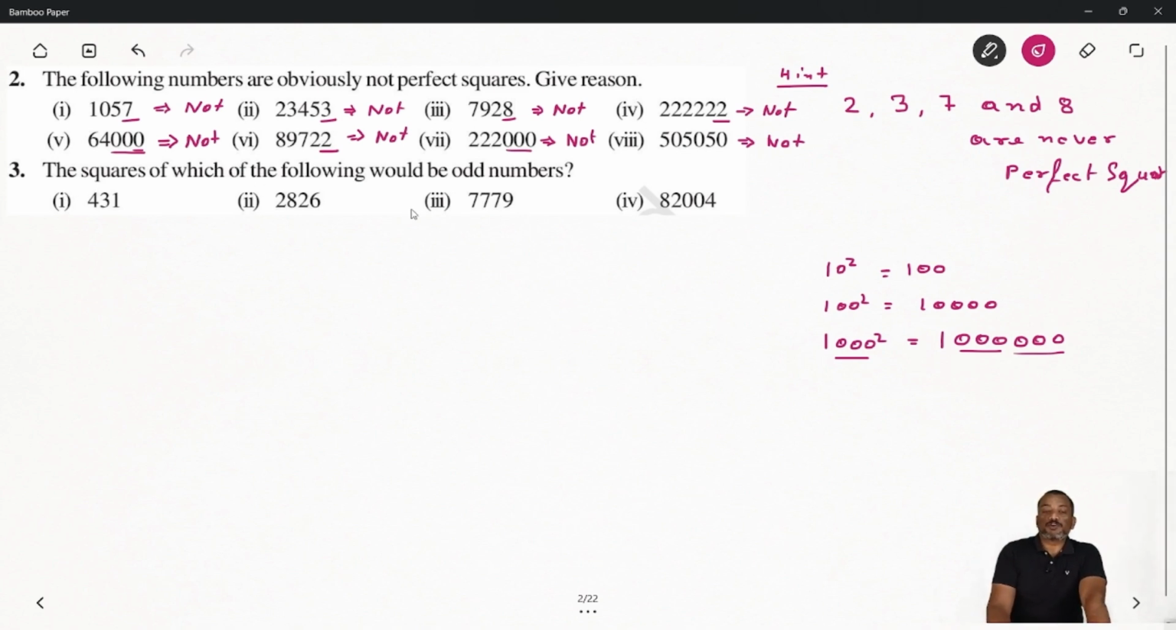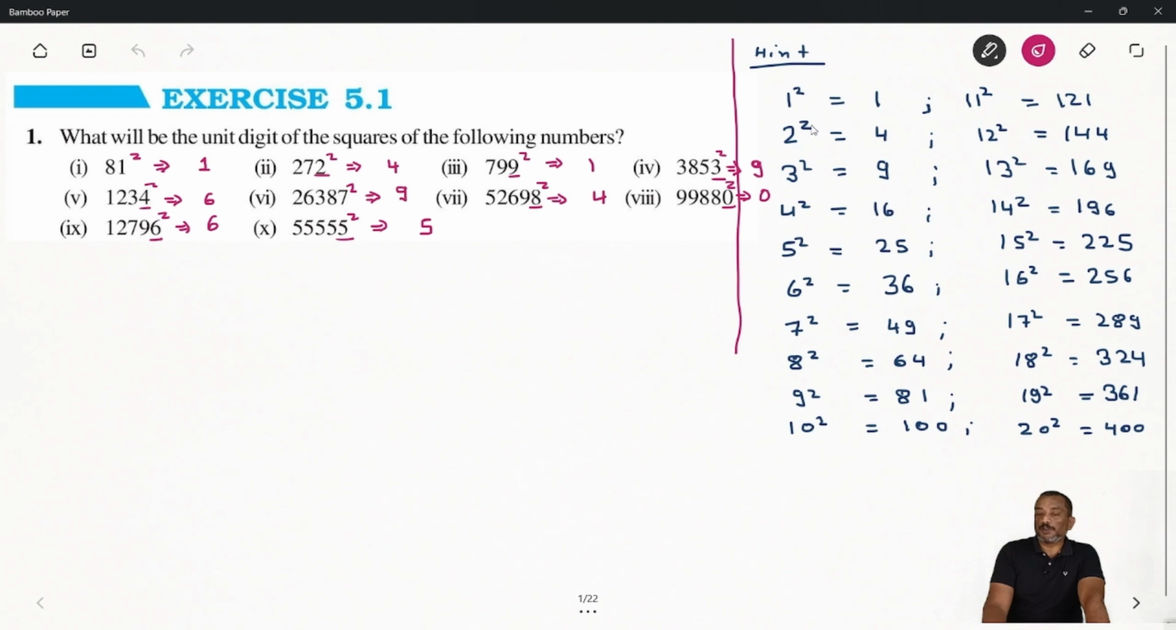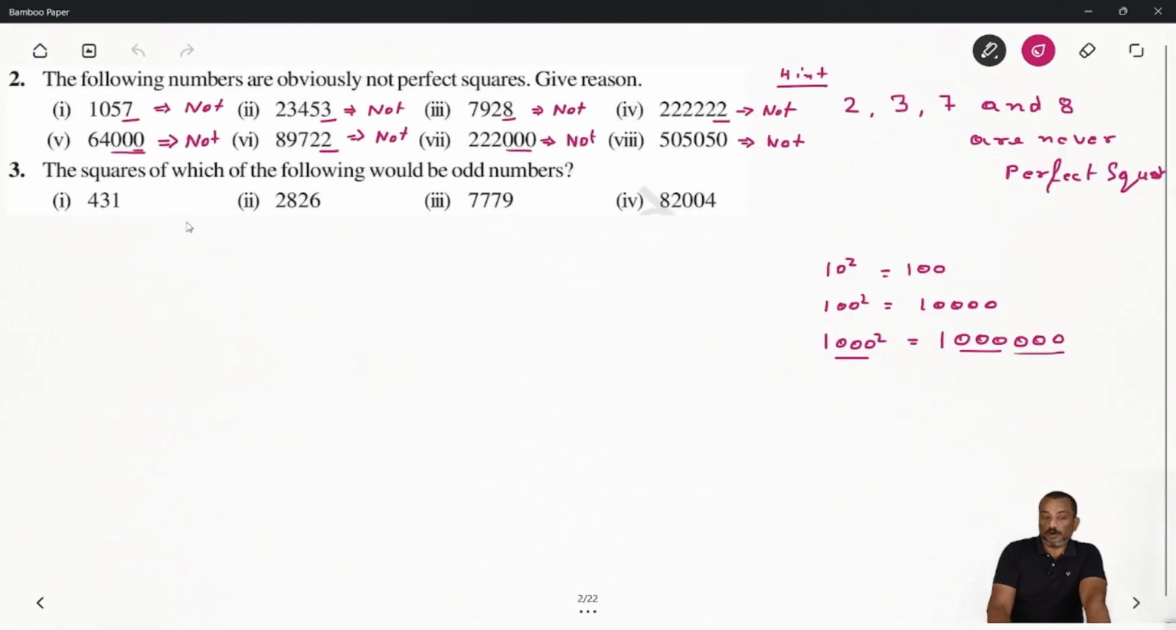द स्क्वायर ऑफ विच ऑफ द फॉलोइंग नंबर वुड बी ऑड नंबर. ठीक है. तो ये भी आप देखो मैंने आपको लास्ट में एक टेबल यहाँ पे बताया था हिंट के लिए. तो आप देखो 1 अगर स्क्वायर है किसी नंबर के यूनिट प्लेस पे तो उसका 1 आएगा. तो विच मींस 1 इज ऑड नंबर और उसका स्क्वायर में भी ऑड नंबर रहेगा. फिर आप देखो 3 है तो 3 के स्क्वायर का ऑड नंबर है तो उसके स्क्वायर में भी ऑड नंबर रहेगा. 5 है तो 5 का स्क्वायर भी आपको 5 रहेगा. 7 स्क्वायर है तो 7 का स्क्वायर भी ऑड रहेगा. देन 9 का स्क्वायर भी ऑड रहेगा. देन सेम वे आप यहाँ पे बोल रहा है विच नंबर हियर एन ऑड स्क्वायर.